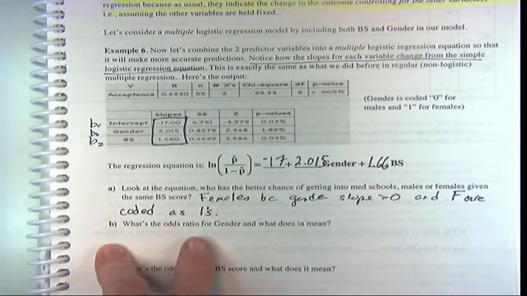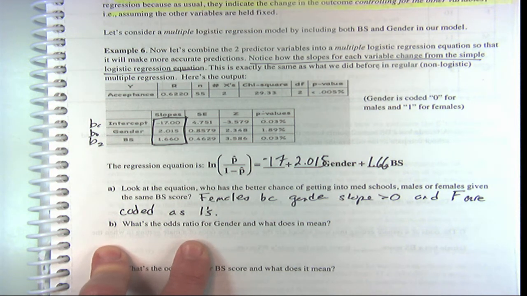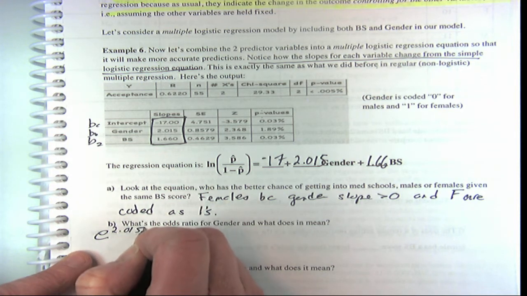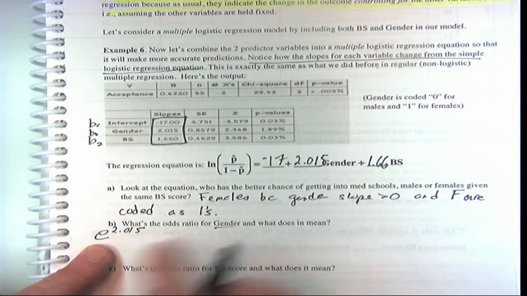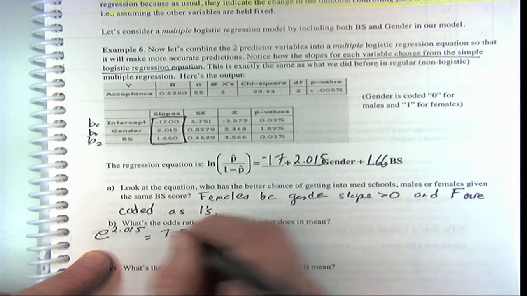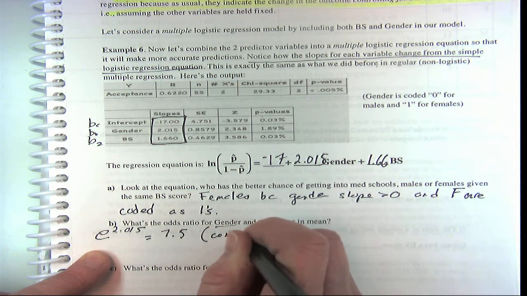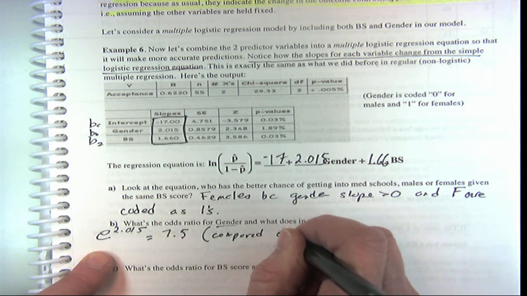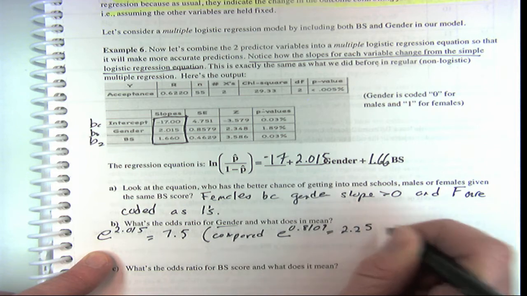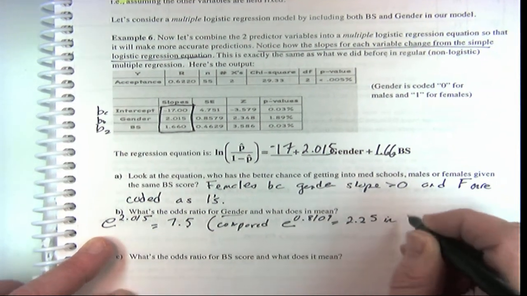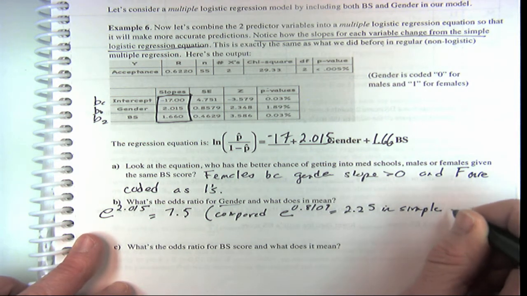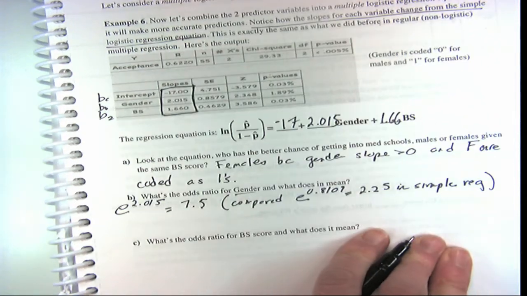Okay, what's the odds ratio for gender, and what does it mean? So this is pretty easy. The odds ratio is e to the slope. That's the odds ratio for gender, e to this slope. And this is 7.5 compared to what? Remember what we had before? We had e to the 0.8109, which was 2.25, before we controlled. In the simple regression, now we have multiple regression.